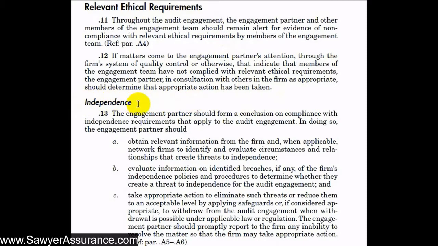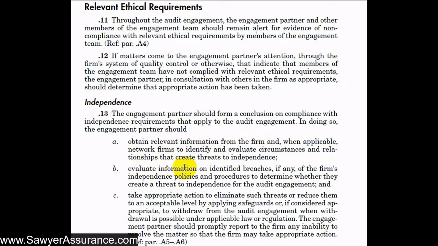These independence requirements are discussed in more detail at AUC section 200.15. So if you want to learn more about how to comply with independence standards, you can go to that particular video. But for here, we want to understand how can the engagement partner ensure that the firm's independence standards are followed. And so what he needs to do is obtain relevant information from the firm to identify and evaluate circumstances and relationships that create threats to independence.